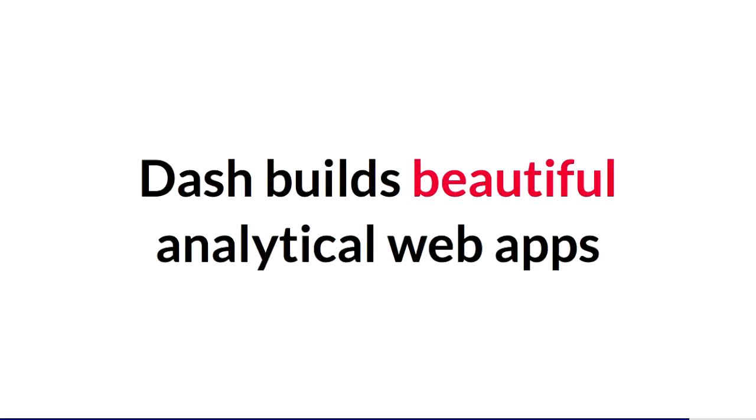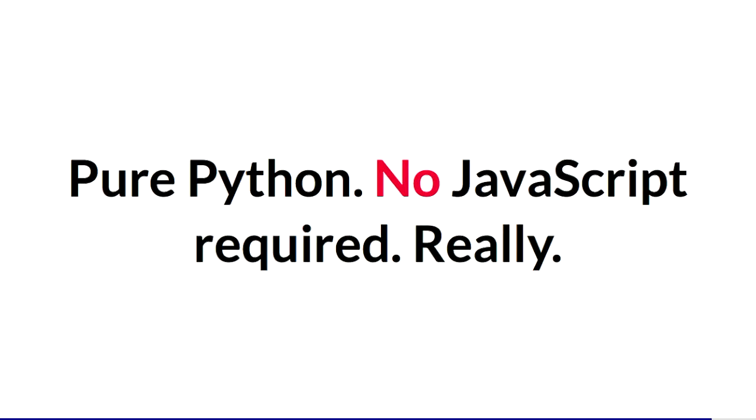Anyway, let's wrap up. We're getting to the end. What is Dash good for? Dash quickly builds beautiful analytical web apps. It's really great and easy to build beautiful sites with it. What sets Dash apart? It's pure Python, no JavaScript required, really. The whole API is accessible in pure Python. Even the component callbacks, as we have seen, can be written and managed in Python.